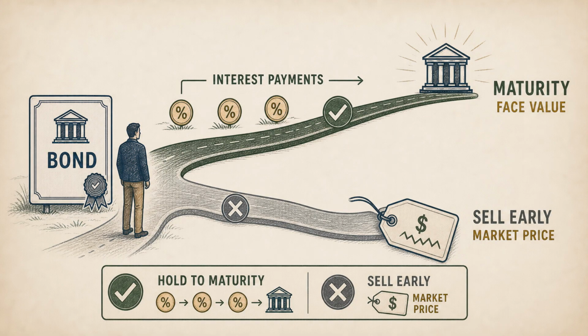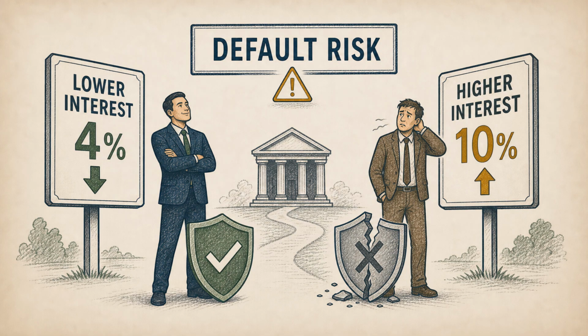If you hold an individual bond to maturity and the borrower pays as promised, the changing market price may not matter as much. You keep collecting the scheduled interest, then receive the face value at the end. But if you sell early, the market price matters a lot. The biggest promise in a bond is repayment. Default risk is the risk that the borrower cannot make the interest payments or return the principal. Safer borrowers can usually borrow at lower interest rates. Riskier borrowers usually must offer higher yields to attract lenders.